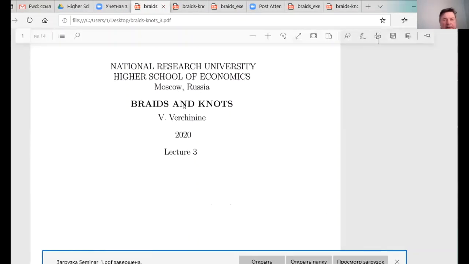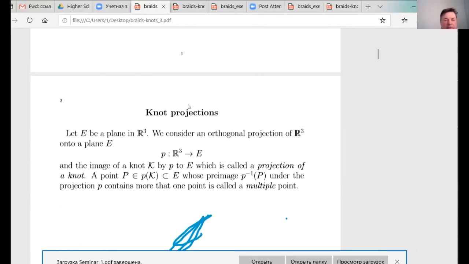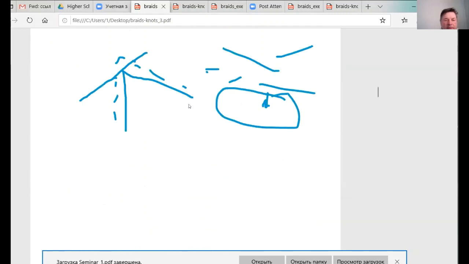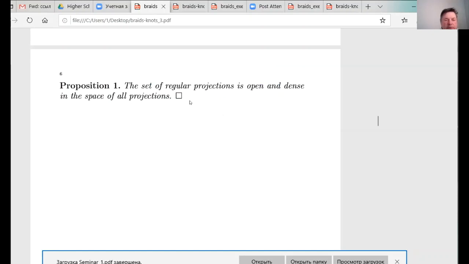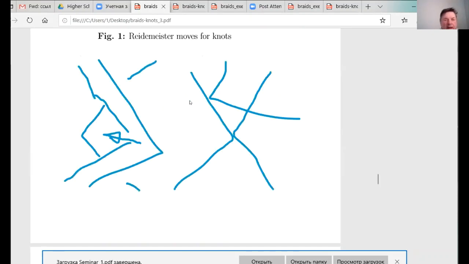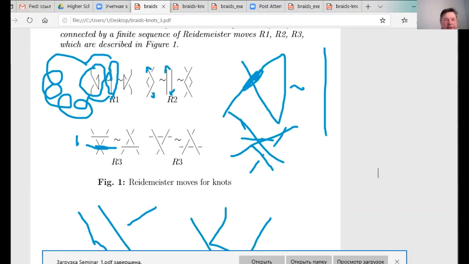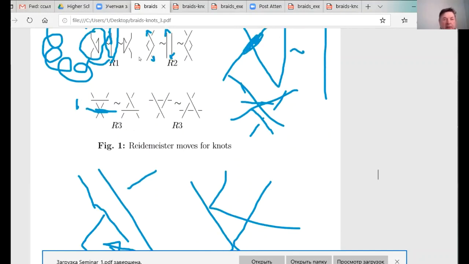Lecture 3. Just want to remind you of the Reidemeister moves. There is Reidemeister 1, Reidemeister 2. You are moving, and we see that in the last stage of our moves we are using this. And of course, the most complicated is Reidemeister 3. Okay, I remind you of these Reidemeister moves.